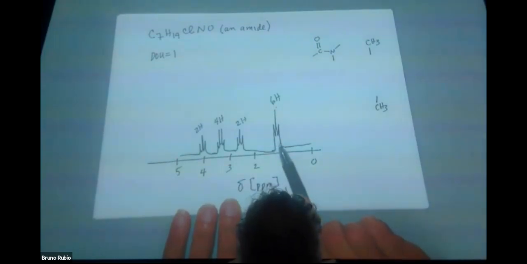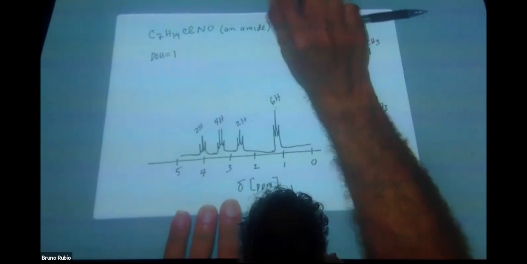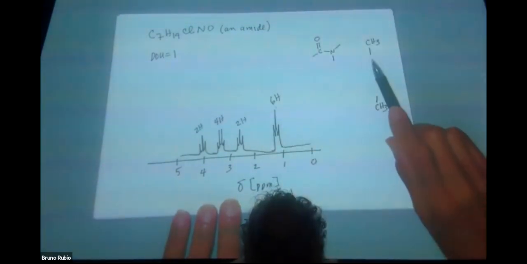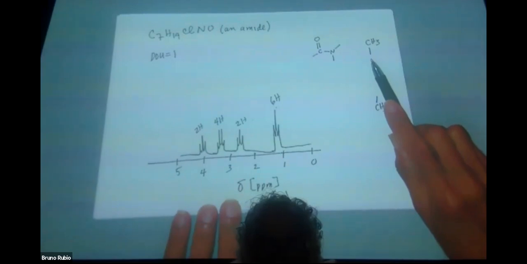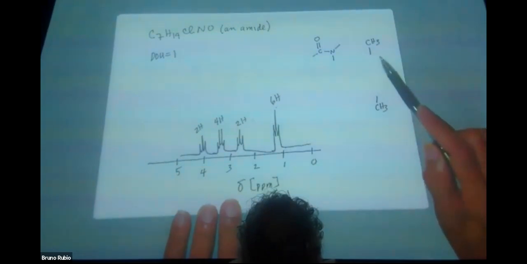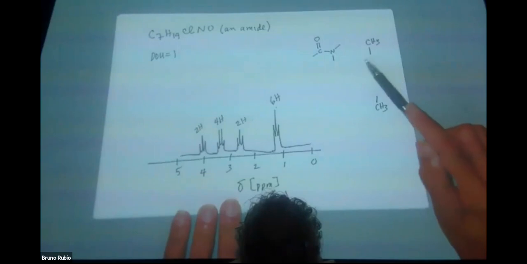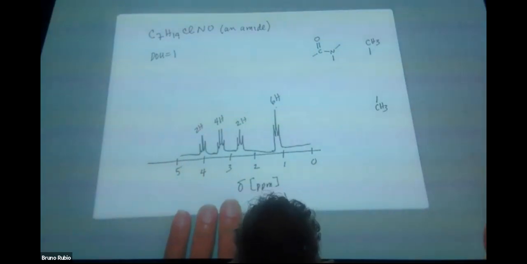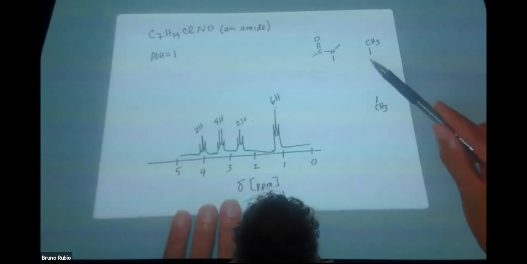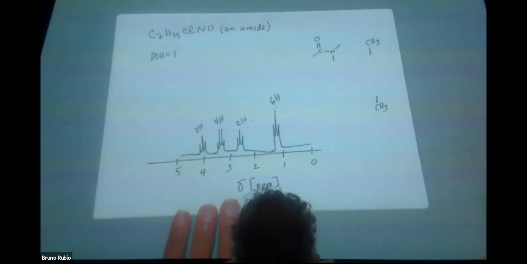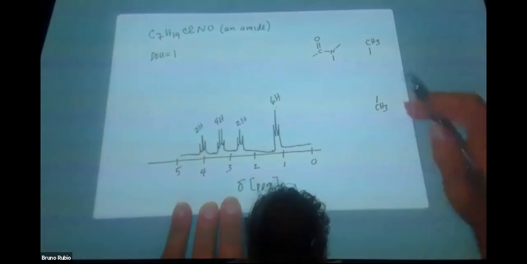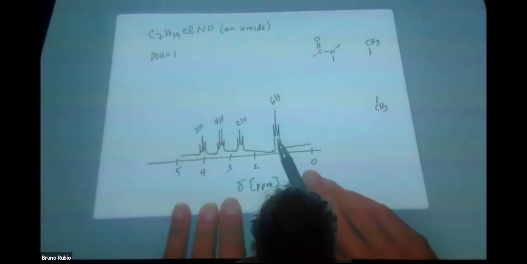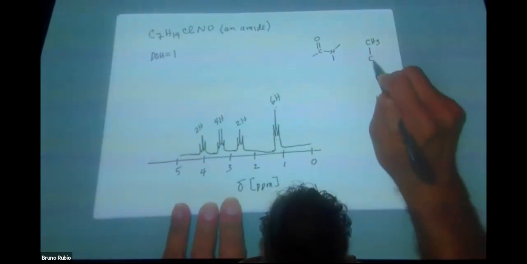Now, let's take care of the splitting. This is a triplet. What is that saying about who lives here? Tell me in the chat. This is split into a triplet. Not 2 hydrogens, 2 CH2s, right? It's not going to be 2 hydrogens here. It has to be hydrogens on carbon, 3 bonds away or 2 bonds away. And that's what's going to give me the methyl group. So that's what the splitting is telling you, that this guy must be next to a CH2.